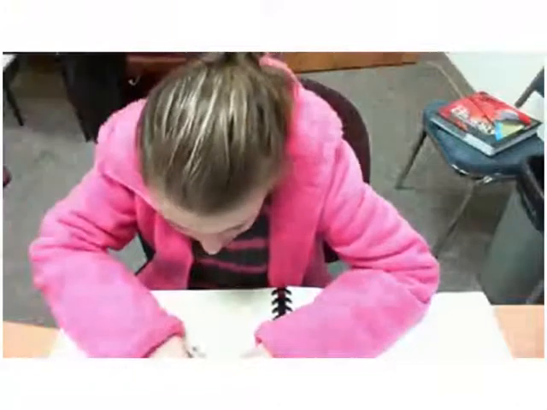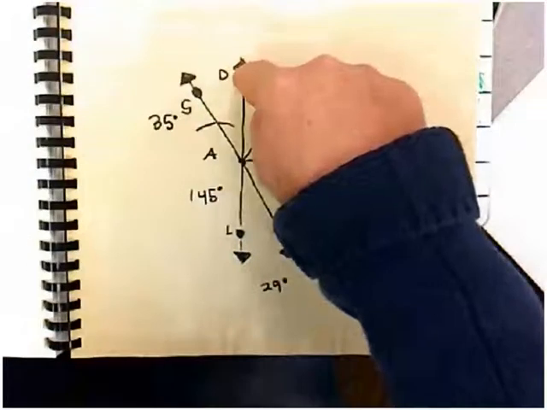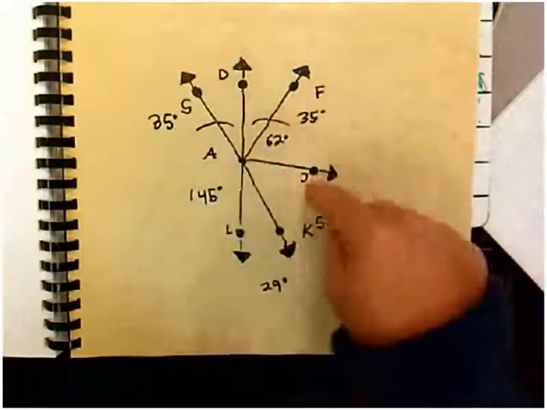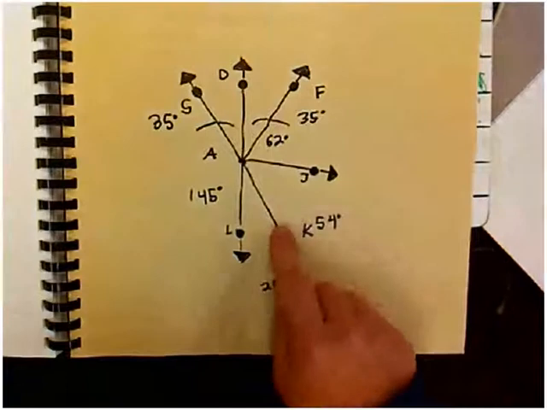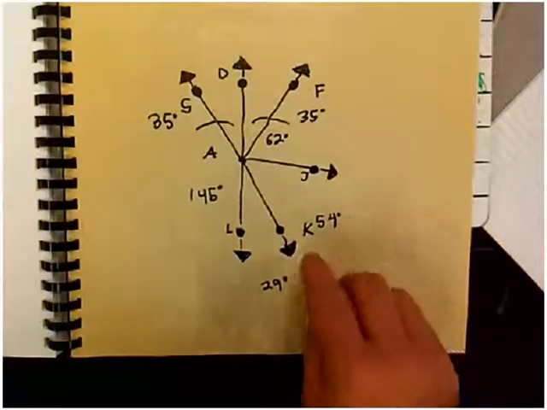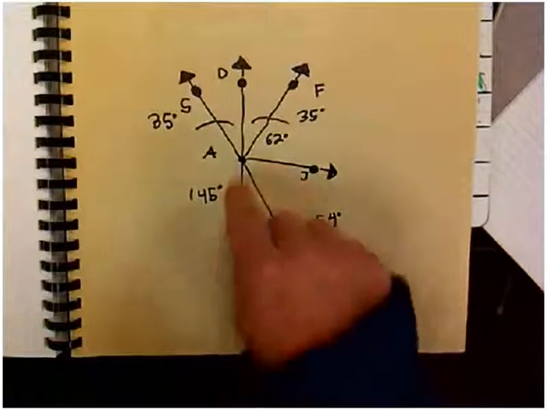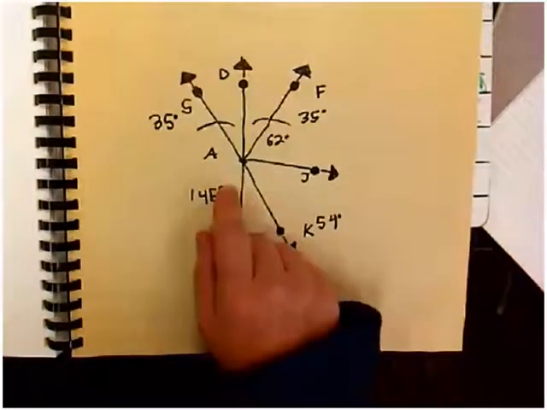So SAD is 35. Then if we go around the clock again to review, DAF is 35. FAJ is 62. JAK is 54. KAL is 29. And LAS is 145.